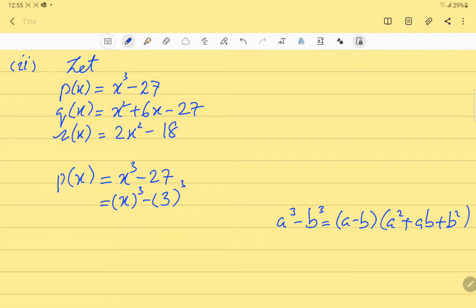Now using the same formula we will write here x minus 3, then we will write x squared, then we will multiply 3 and x, and then the square of 3. So you can see on this principle we have written two factors here, like x minus 3 and x squared plus 3x plus 9.